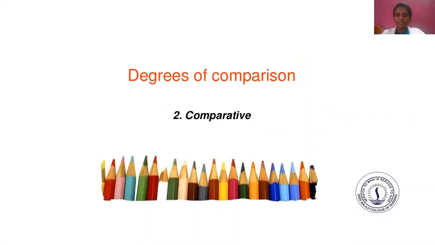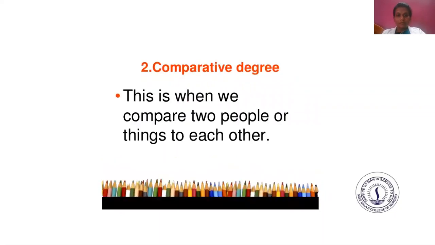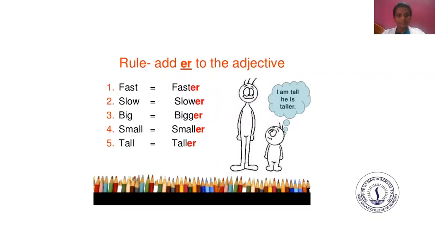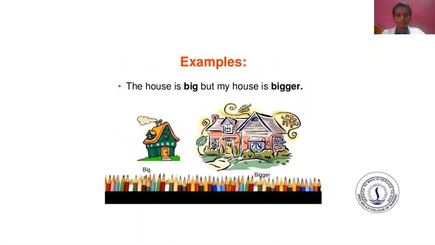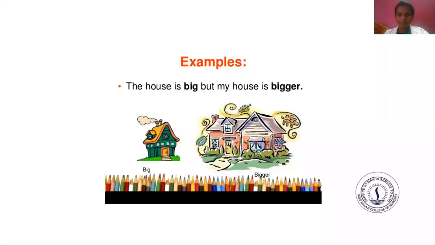And next, we saw degrees of comparison. The second one, comparative degree. By the word itself, you can understand what is comparative degree. This is when we compare two people or two things to each other. And the general rule to make comparative degree is adding er to the adjective. So fast is faster, slow, slower, big, bigger, small, smaller, tall, taller. And we saw some examples of comparative degree.